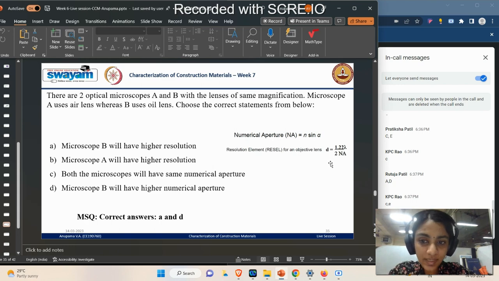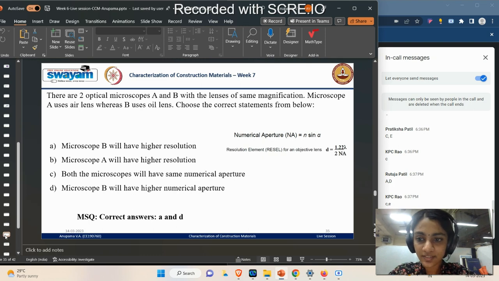So microscope B will have a higher resolution. Then option D, it has a higher numerical aperture. It is evident because it has an additional element of refractive index n. Because oil is being used in microscope B, there is a refractive index coming into the picture, which increases the numerical aperture, which in turn decreases d, which results in a better or higher resolution. So in this case, B has higher resolution and a higher numerical aperture.